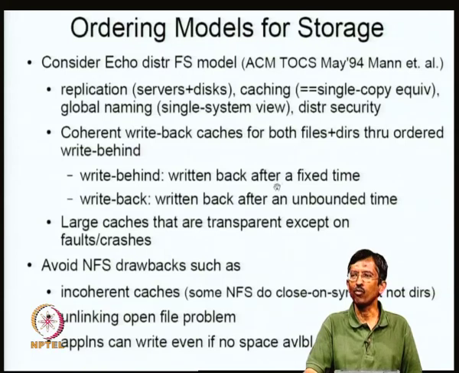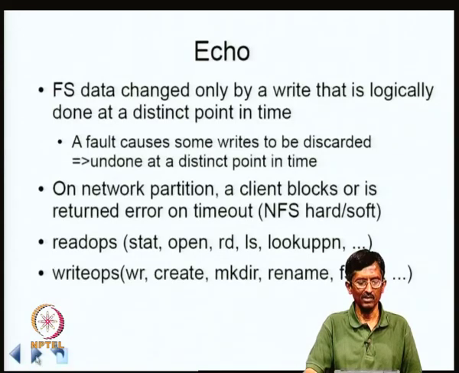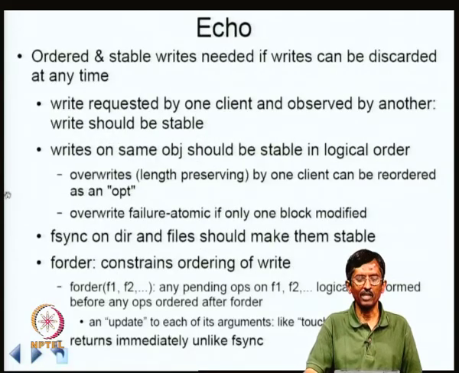This is what is called file system hardening. In file system hardening, what you try to do is limit the amount of dirty data that can be lost because of a crash in the system. So basically this particular model uses write behind, and it's a well known technique, but it tries to avoid NFS problems. And we also looked at some of the high level ideas that this particular system should have. For example, a write requested by one client and observed by another should be stable, across two nodes. On the same node, writes on the same object should be stable in logical order.